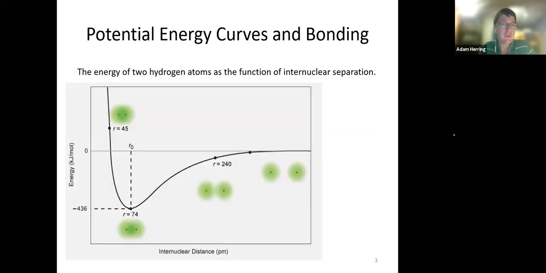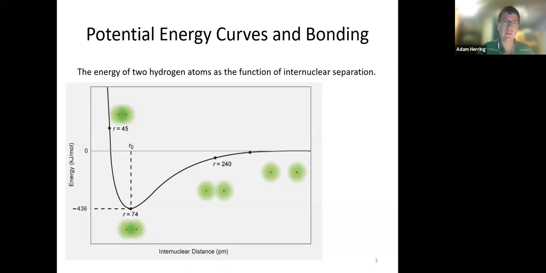So a potential energy curve looks at the potential energy of the interaction of two atoms as a function of the distance between their nuclei. So in other words, what we can do when we look at these potential energy curves is see the bond strength, we can see the bond length, we can see what happens as the atoms are brought closer to each other or taken farther apart.